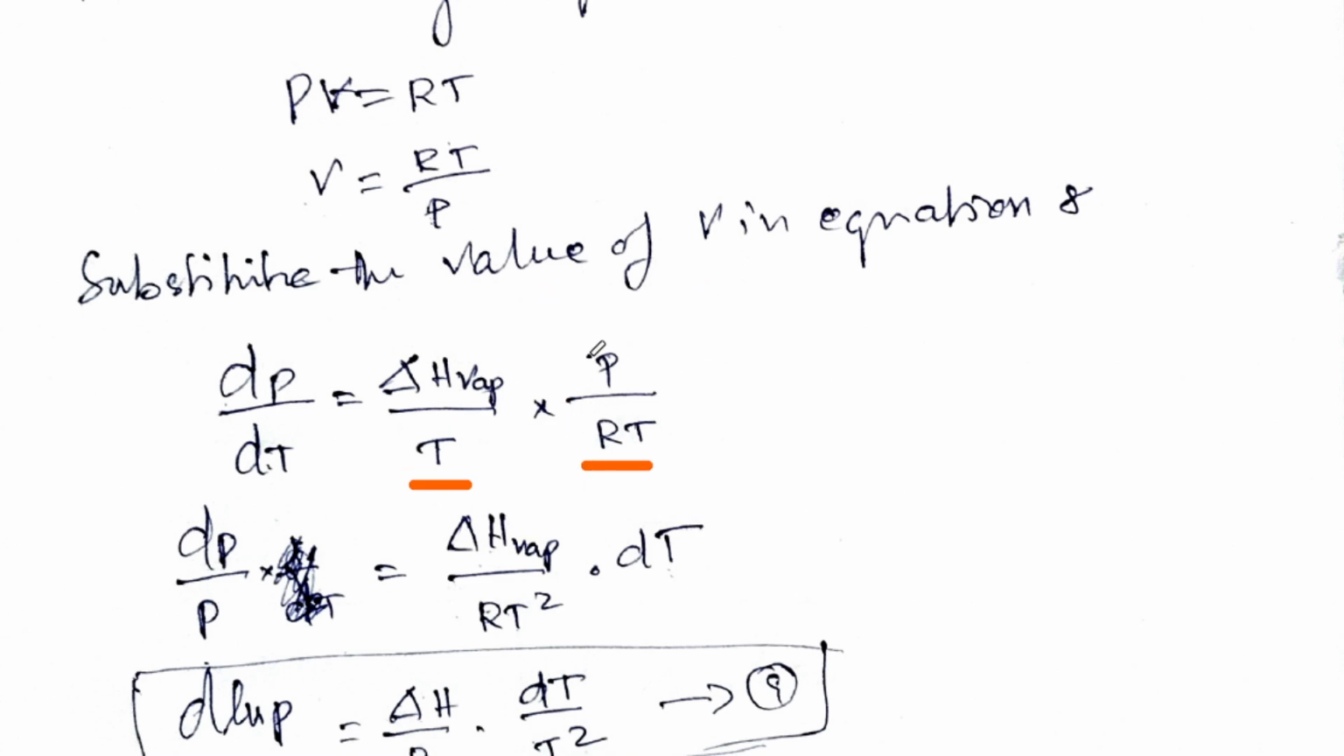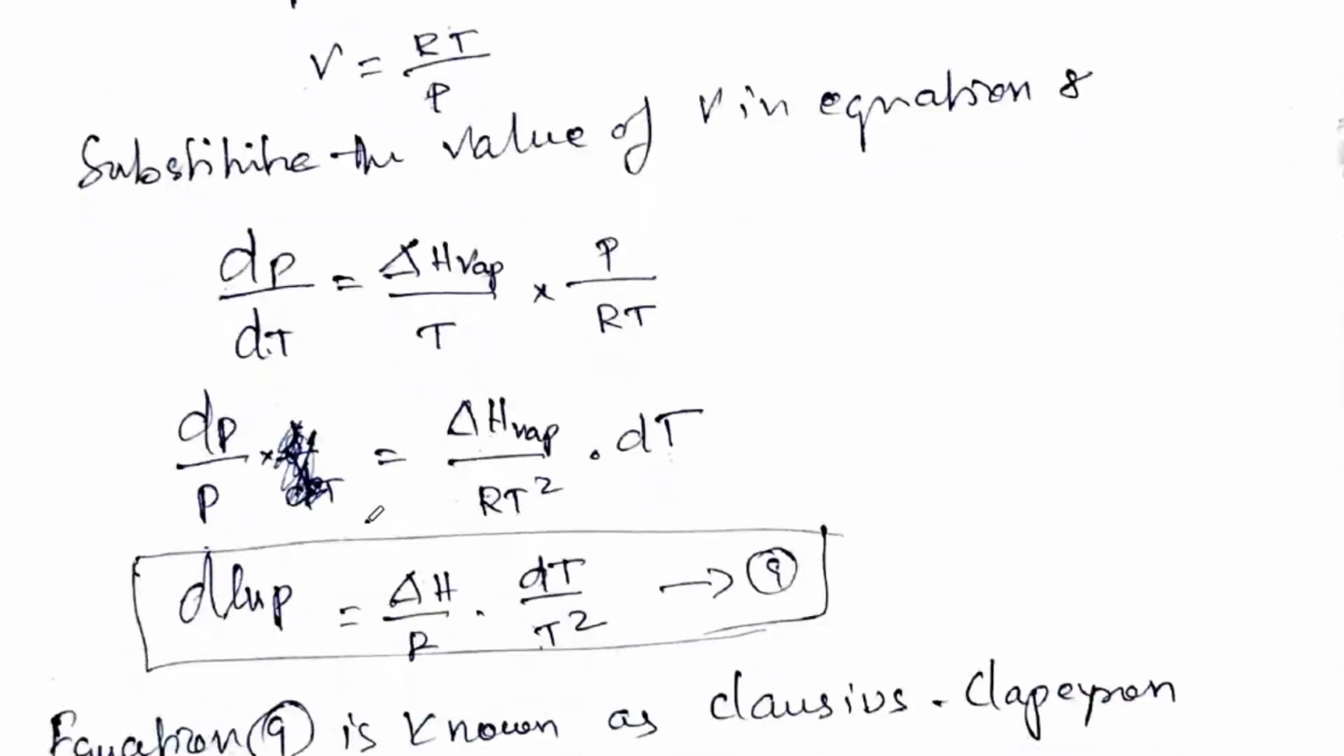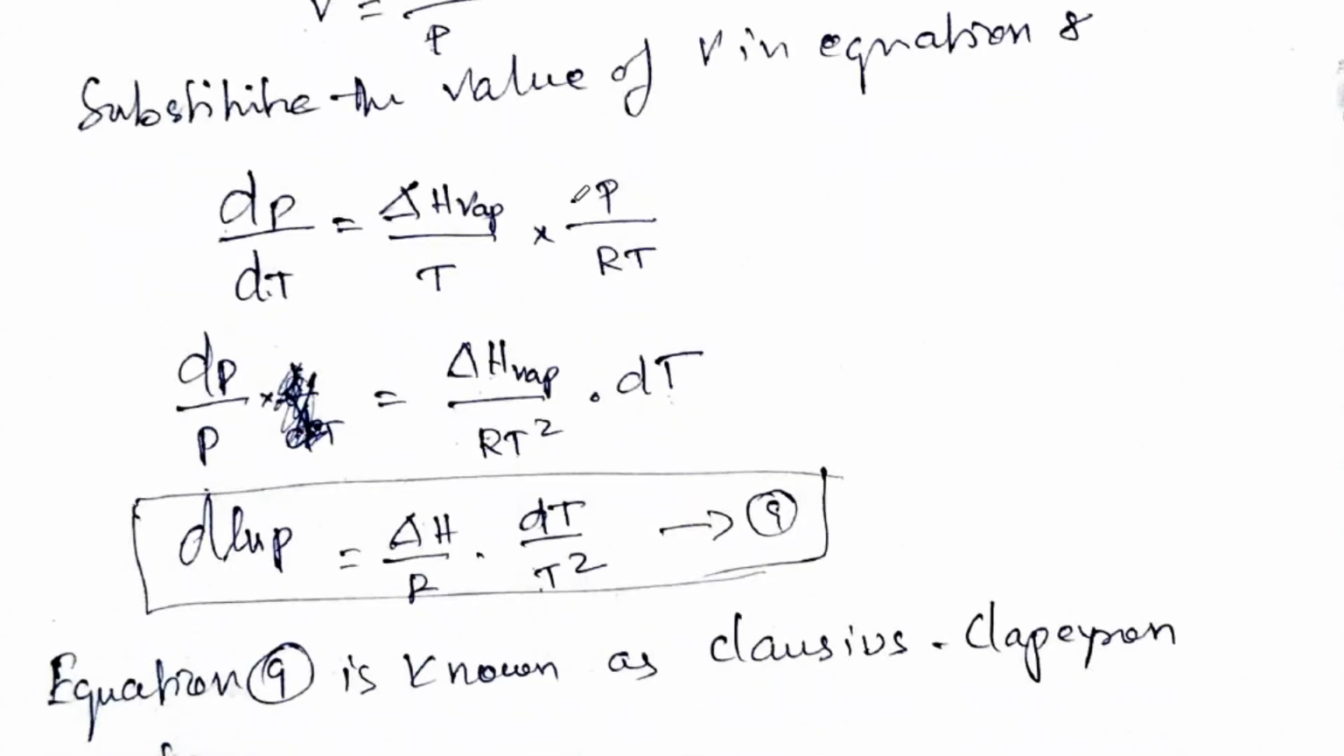Now the dP by P, I am bringing the P to this side, and therefore dP by P equals delta H vaporization divided by T into RT. I multiply this and that becomes RT square. I bring this dT here, and therefore dP by P equals delta H by RT square into dT.